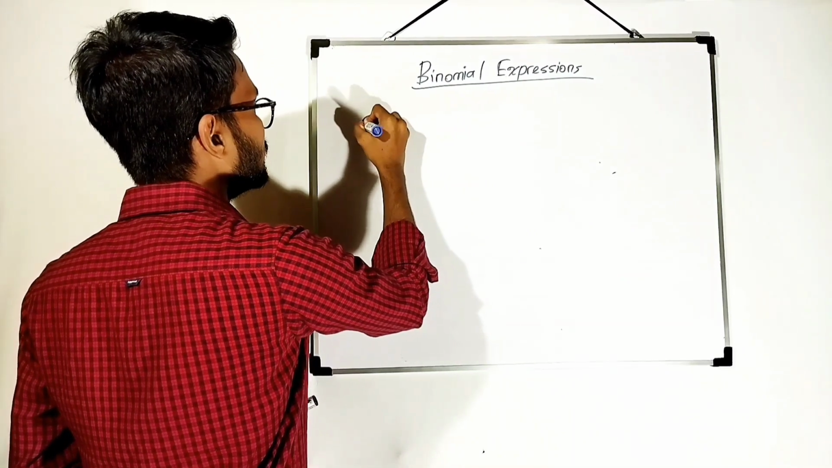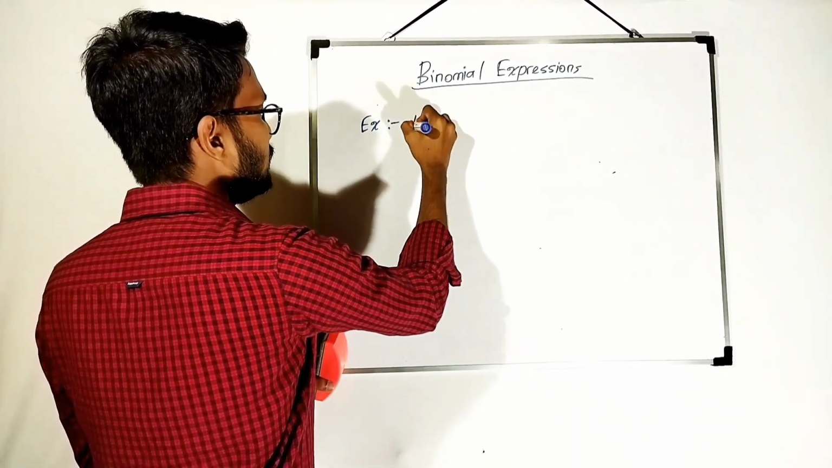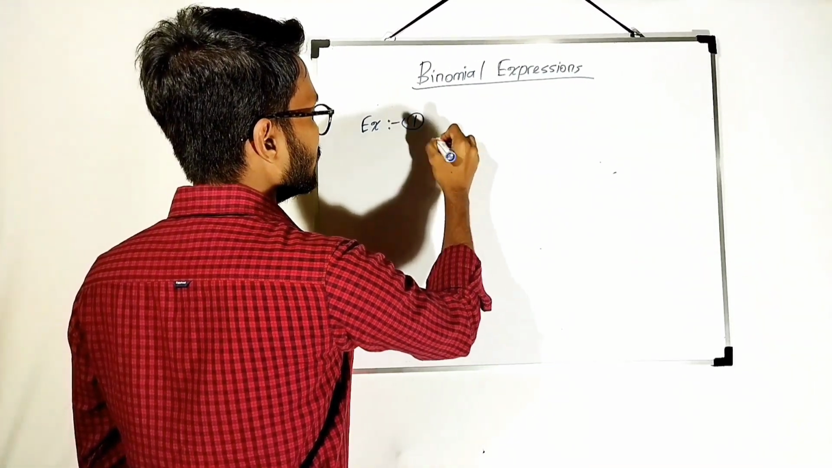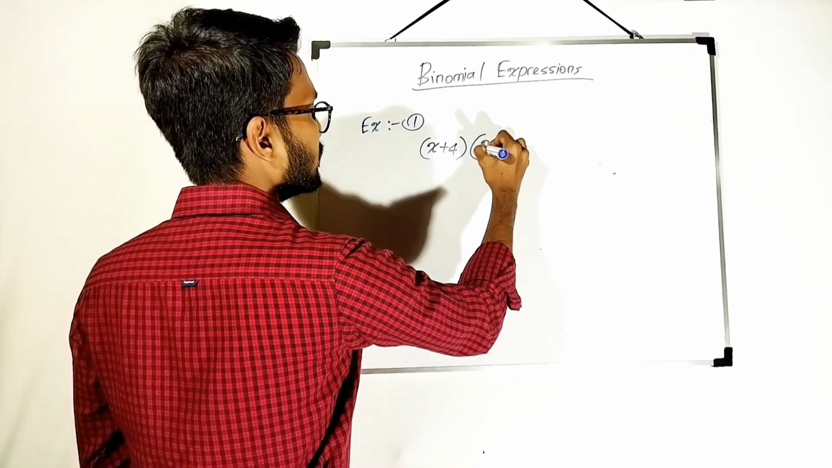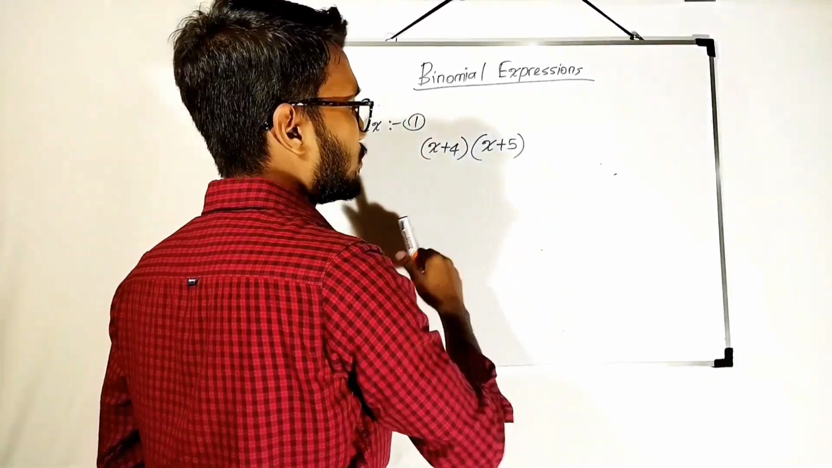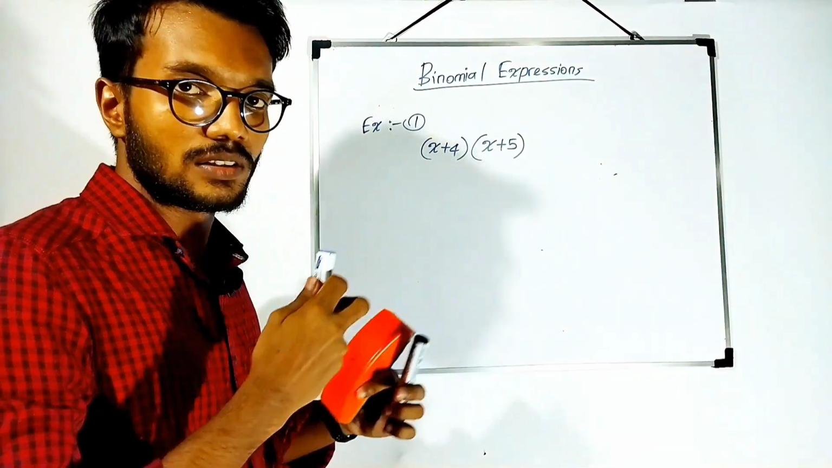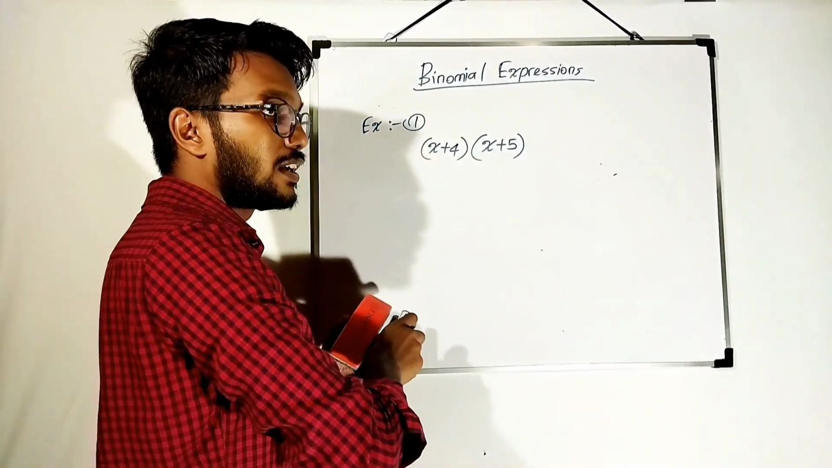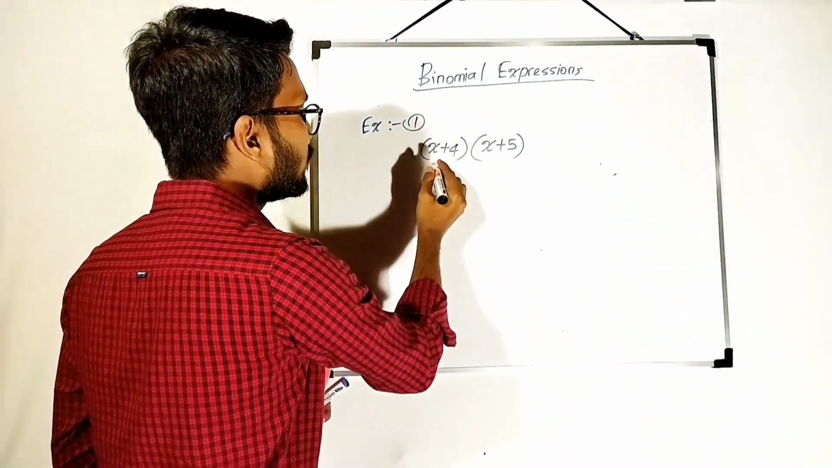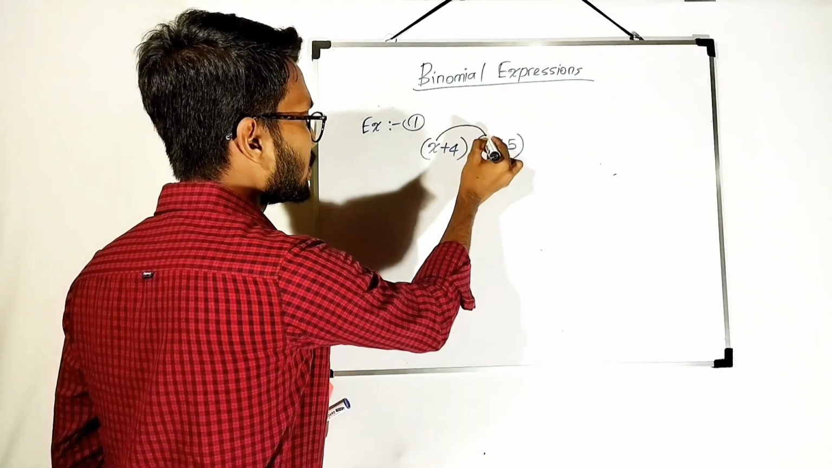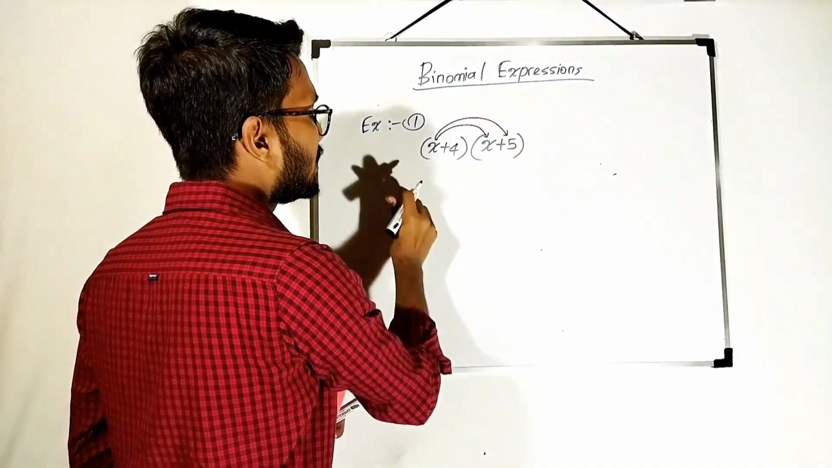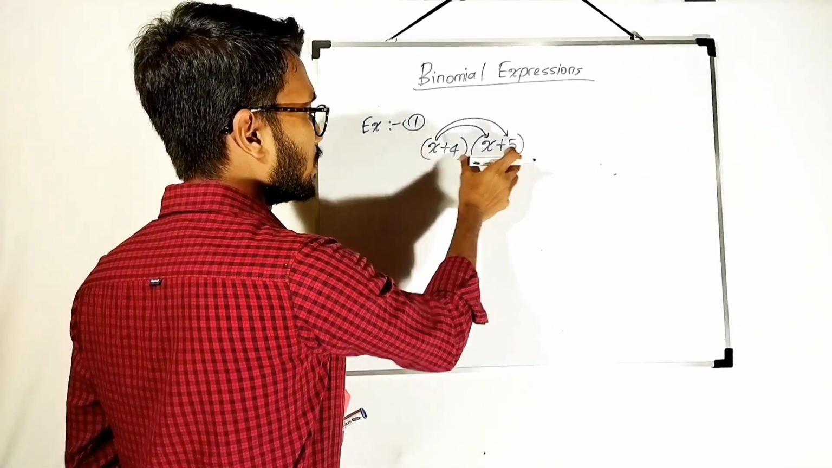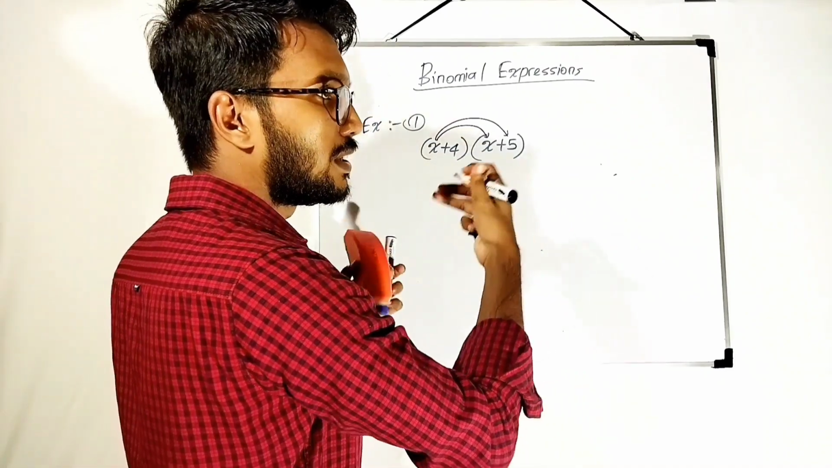Okay, example 1: x plus 4 into x plus 5. If you don't know the basics or the other things, you can ask me. You can comment in the comment section if you have any doubts. Now how to do this one, it's a simple thing. We need to multiply this, then only we can remove the brackets, right? These are called binomial expressions because here there are two terms. This is one and this is another one, therefore we call it a binomial expression. Binomial means two terms, right?